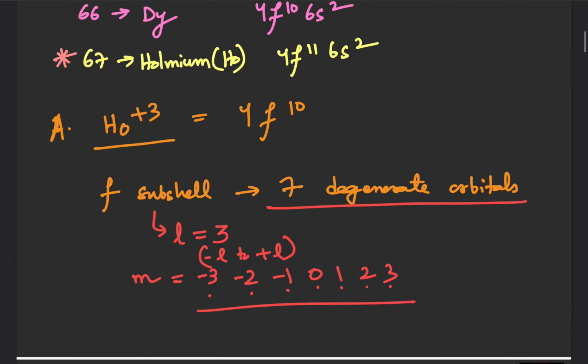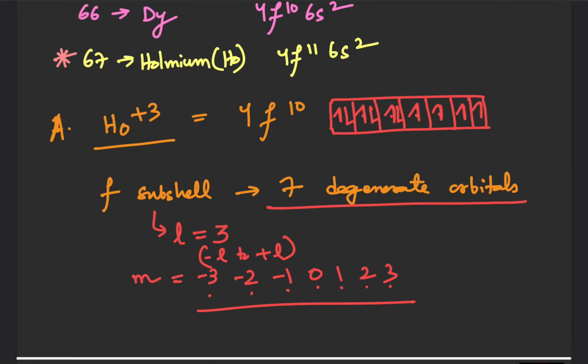Okay, so 4f10 will look something like this. So I will draw 7 orbitals. So 1, 2, 3, 4, 5, 6, 7, 8, 9, 10. So therefore you can see there are 4 unpaired electrons.